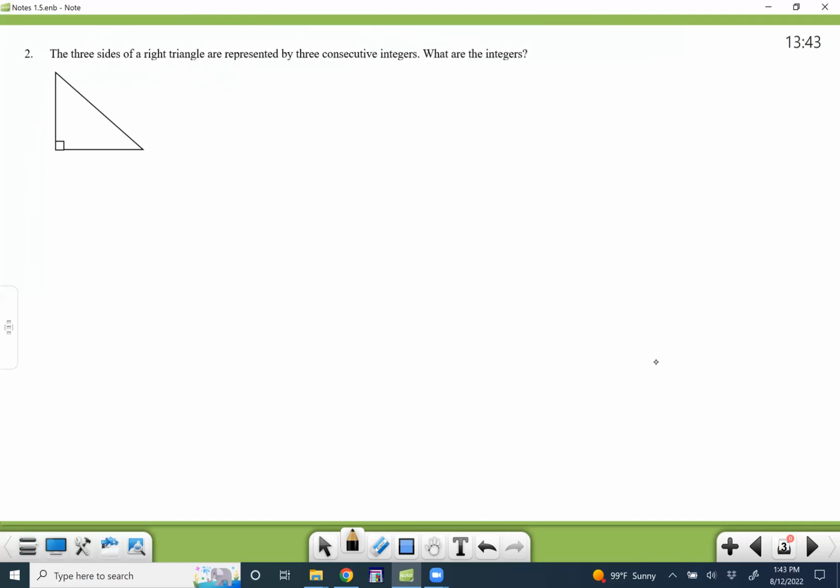What are the integers? So we're going to have the first number, the second number, and the third number. Okay. And I'm going to let the first one be x. So the next one has to be x plus 1. And the next one would have to be x plus 2. Let's kind of talk about that, okay?